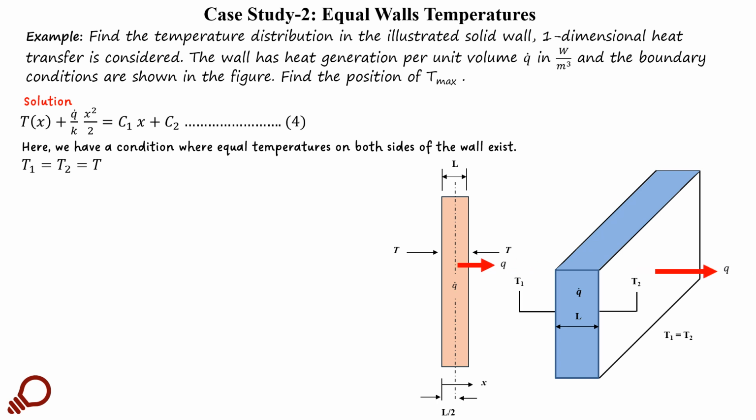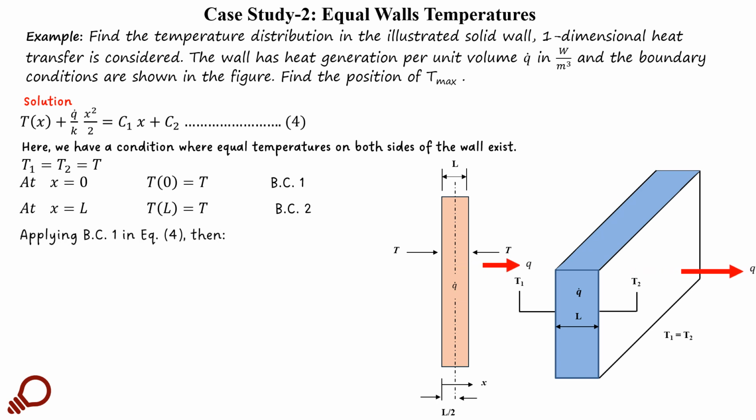For example, a wall is exposed to the environment. Then we will have heat transfer to the environment, and the temperature is constant on both sides wherever there is a heat generation per unit volume as a uniform value. Then we have two boundary conditions at x equal to 0 and x equal to L. That is, T of x equal to 0 equals T of x equal to L equals T.